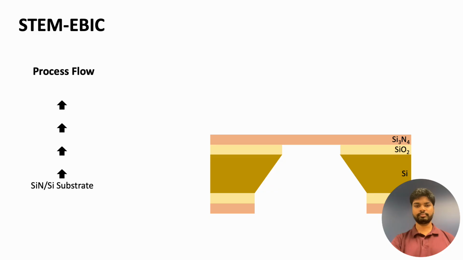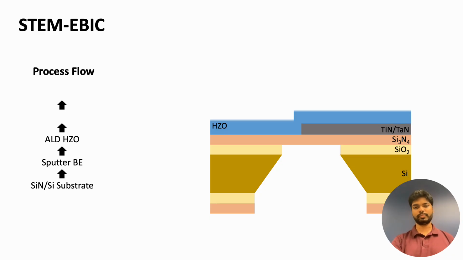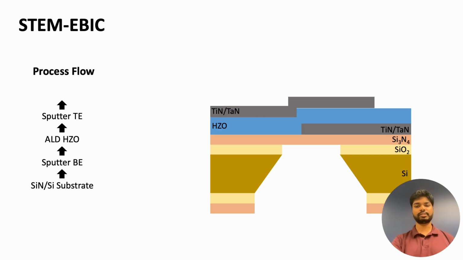The samples for STEM-EBIC are fabricated on a 20 nanometer silicon nitride membrane window. The window is supported by a 200 micrometer thick silicon substrate that serves as the window's frame. On the substrates, an electron transparent bottom electrode, tantalum nitride in this case, is sputtered, followed by a plasma-enhanced ALD deposition of HZO. Again, a top electrode is deposited on top before the device is annealed at 700 degrees Celsius.